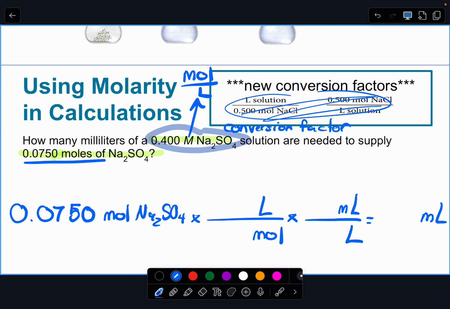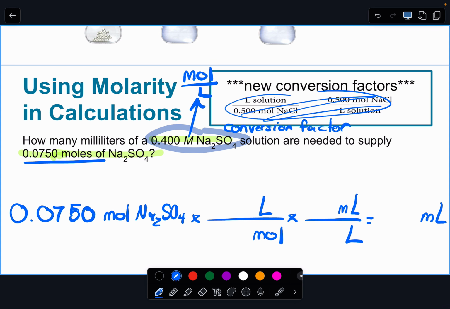We'll put the numbers in a second. But we're going to go from moles to liters and then to milliliters. Why? Because the question asks for milliliters and it starts with moles. How do I know I start here? Because it's a single unit. Why don't I start here? Because that's a unit over another unit. So it's going to be used as a conversion factor.